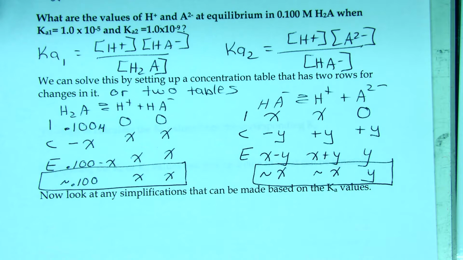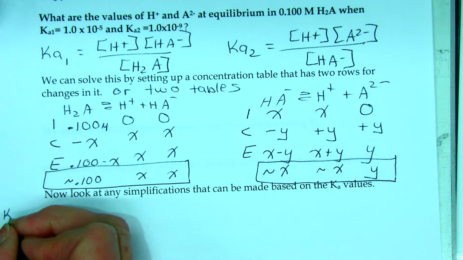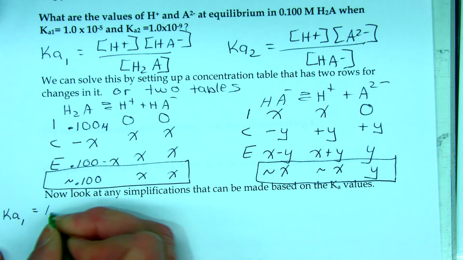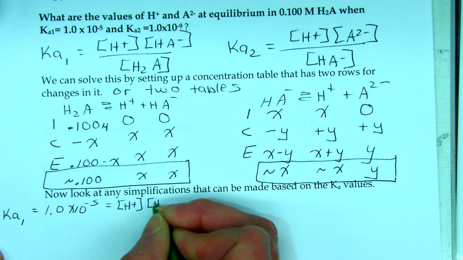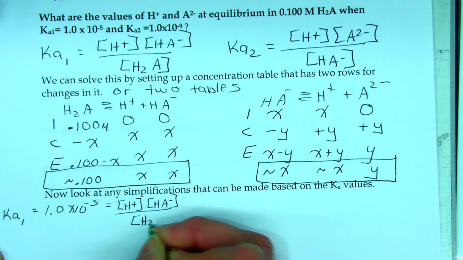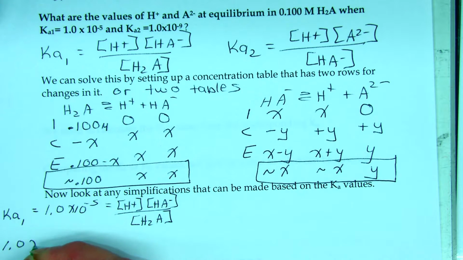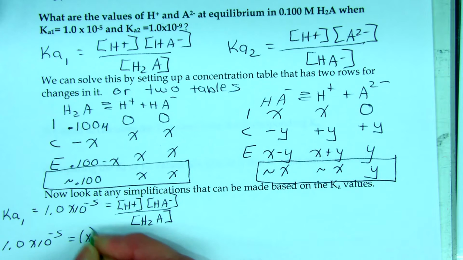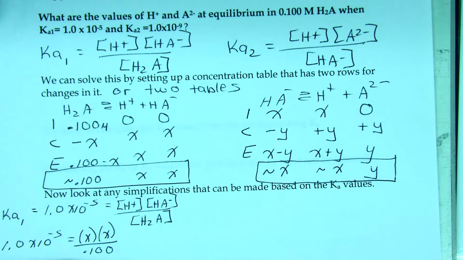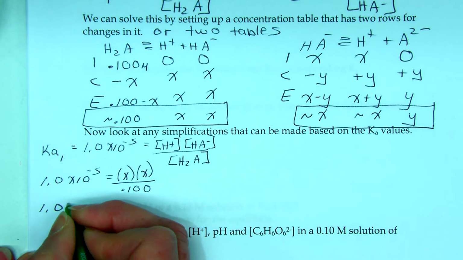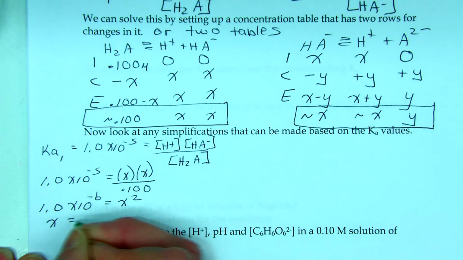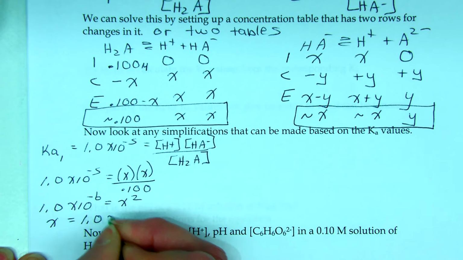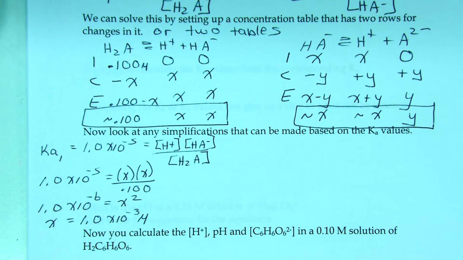So let's do the hydrogen ion first. I know that Ka1 is equal to 1.0 times 10 to the negative fifth. So that's equal to my hydrogen concentration times my HA minus concentration divided by my H2A concentration. So 1 times 10 to the negative fifth is equal to X times X divided by 0.1. Multiplying across now, 1.0 times 10 to the negative sixth is equal to X squared. So X is equal to the square root of 1 times 10 to the negative sixth, 1 times 10 to the negative third molar.